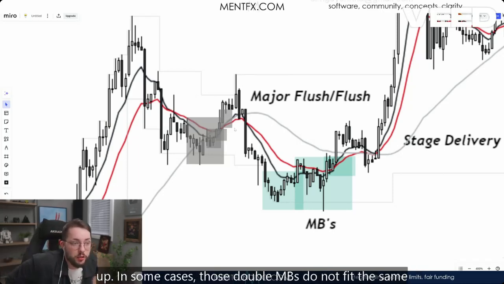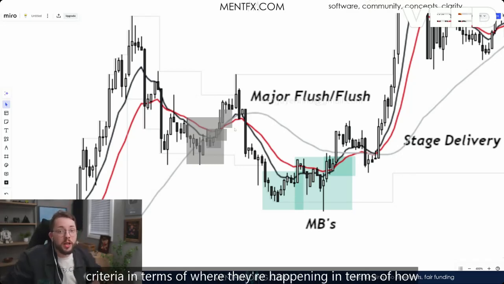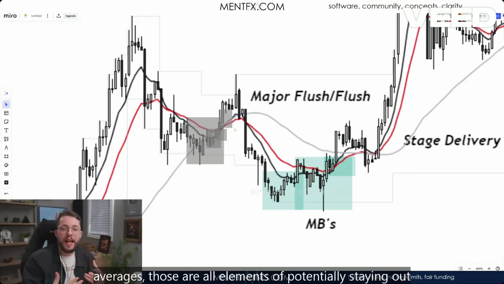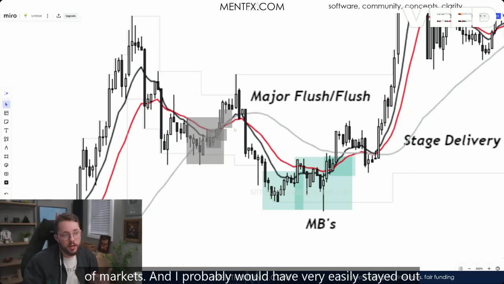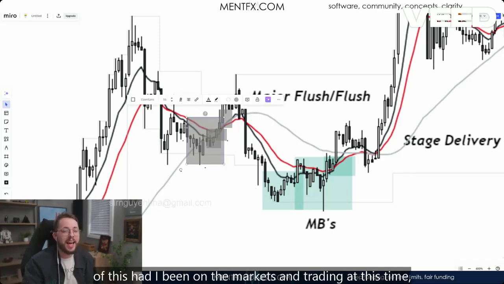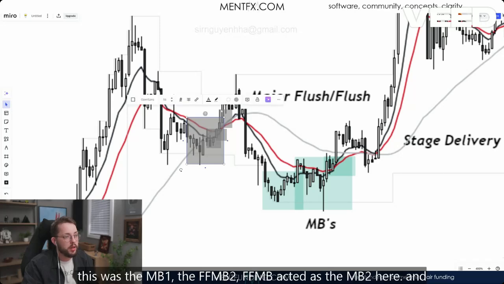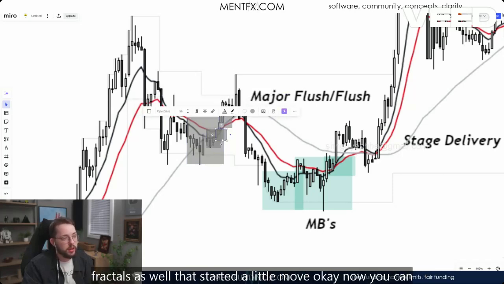In some cases, those double MBs do not fit the same criteria in terms of where they're happening, how they're occurring, and where they are in terms of the moving averages. Those are all elements of potentially staying out of markets. And I probably would have very easily stayed out of this had I been on the markets and trading at this time, right? But if I had to label, I would probably say this was the MB1, and the FFMB acted as the MB2 here, and that started the move. And then inside of it, you have the fractals as well that started a little move, okay?